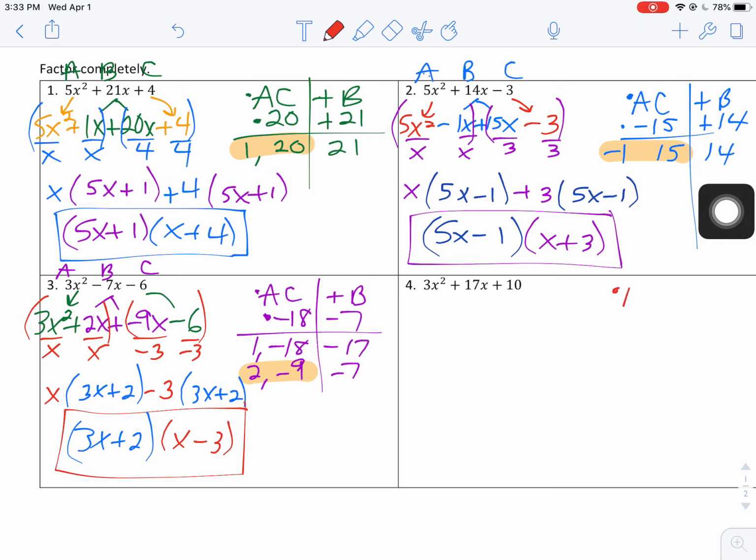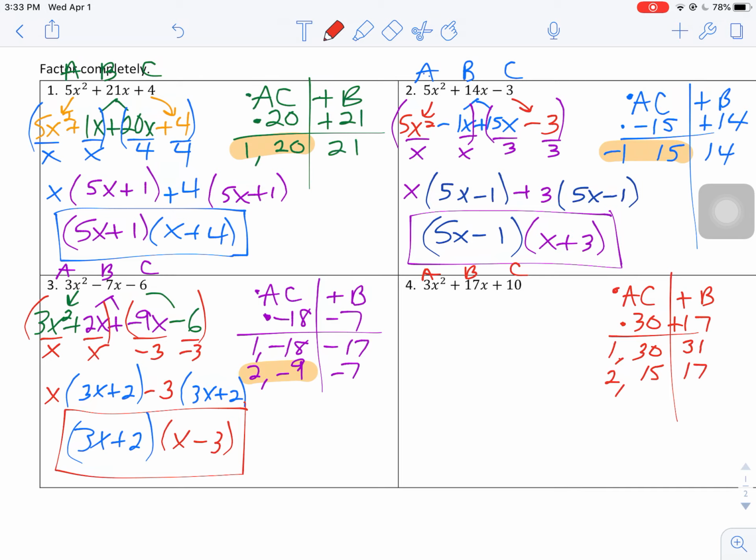Last one, on 4, AC would be 3 times 10, which is 30, and then B is 17. And again, if you know the two numbers that multiply to 30 and add to 17, don't waste your time doing all this stuff that I'm showing off to the side. I'm just showing this work over here in case someone's not great with their number sense.